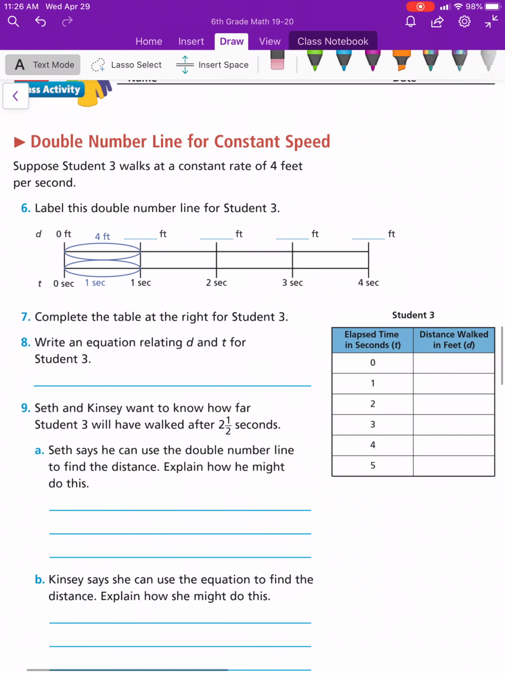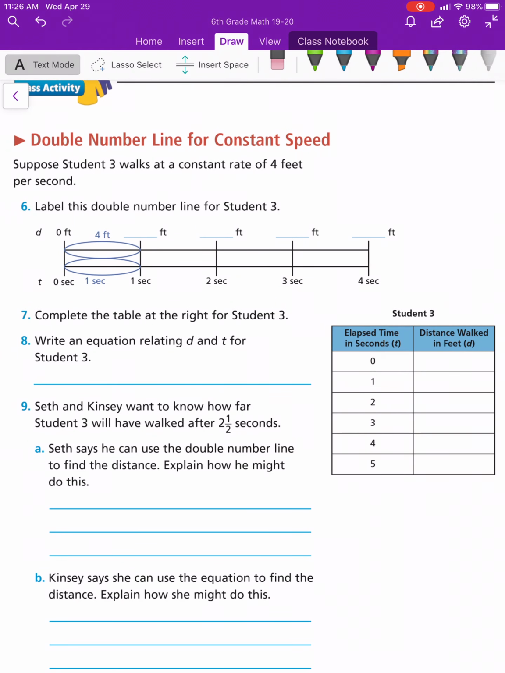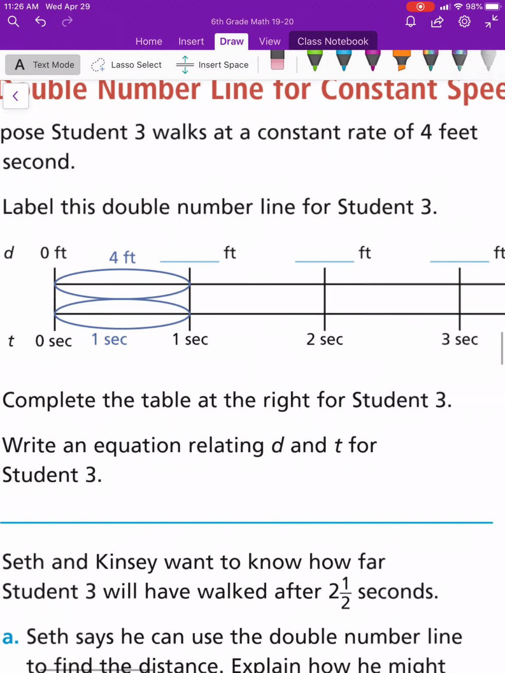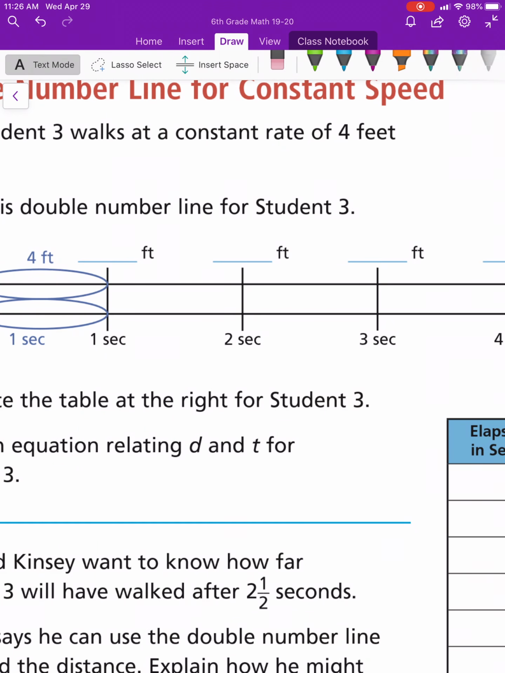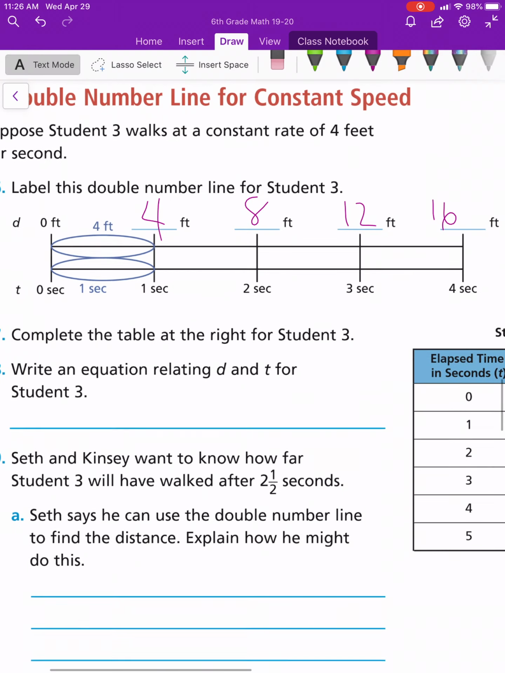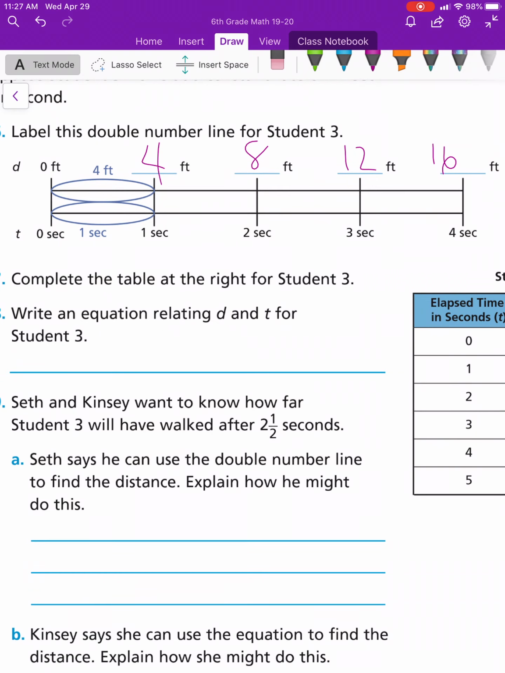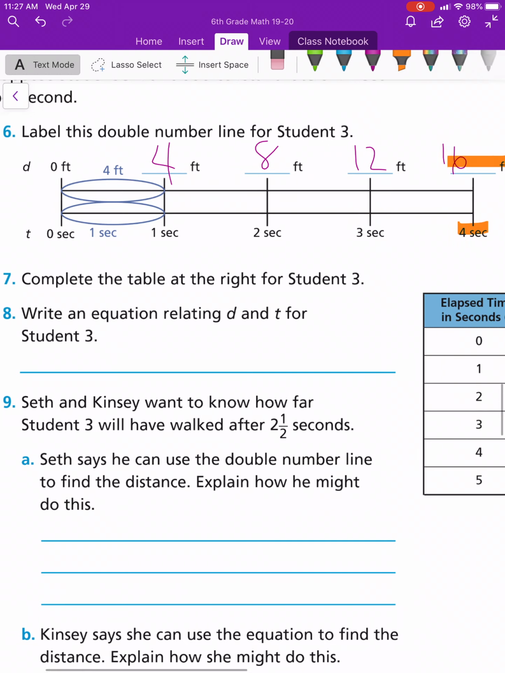Okay, so this says, suppose student 3 walks at a constant rate of 4 feet. Now we're adding in another one. So complete the table at the right. And, well, actually 6, we need to do number 6 first. Label this double number line for student 3. It should be pretty straightforward. For every 1 second, how far are we traveling? We're traveling 4 feet. So there's 4, 8, 12, 16. Right? So I know that at 4 seconds, I will have traveled 16 feet if I am student number 3.